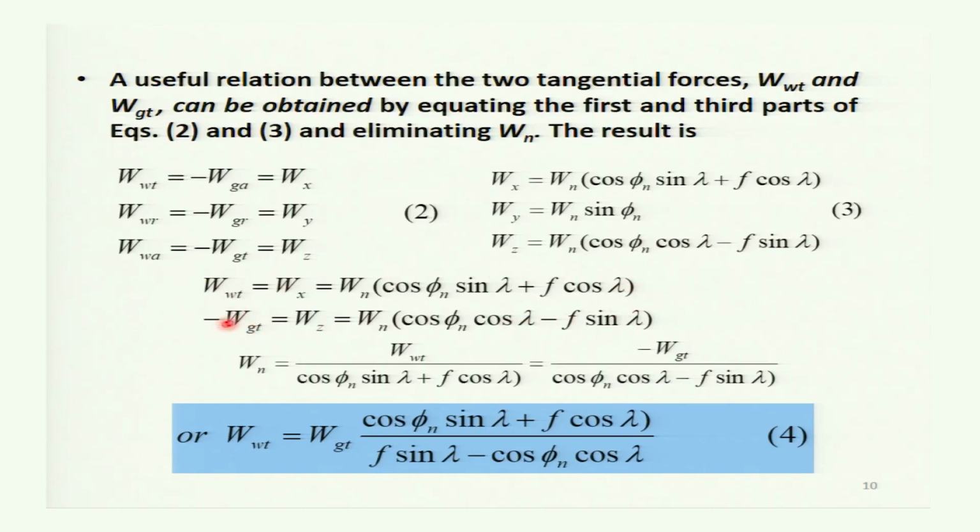From these two formulas, we can eliminate this Wn, just by dividing them, and thus we will get a relation between the tangential force component on the worm and the tangential force component on the gear, and that is given something like this. Tangential force on the worm is equal to tangential force on the gear times cos phi n sin lambda plus F cos lambda divided by F sin lambda minus cos phi n cos lambda.